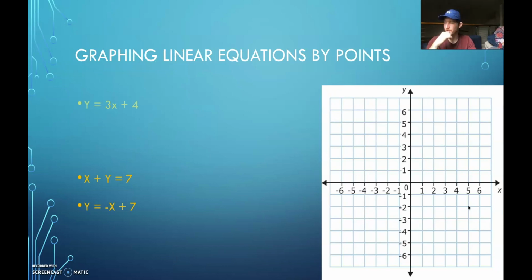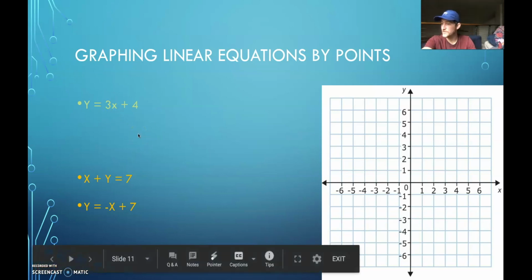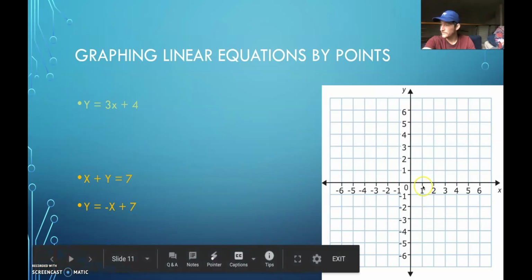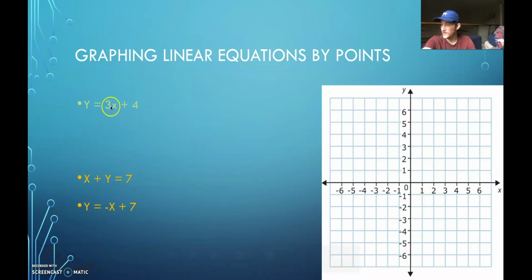All right, so the first thing that we're going to do is we're going to learn how to graph a linear equation by points. So if we have y is equal to 3x plus 4, one of the first things we can do is we can just plug in values of x and output values of y. And so if I plug in 1 here, then 1 times 3 is 3, plus 4, that becomes 7, and so I would go to 1, and then I would go up 7, and I would plot my point here.